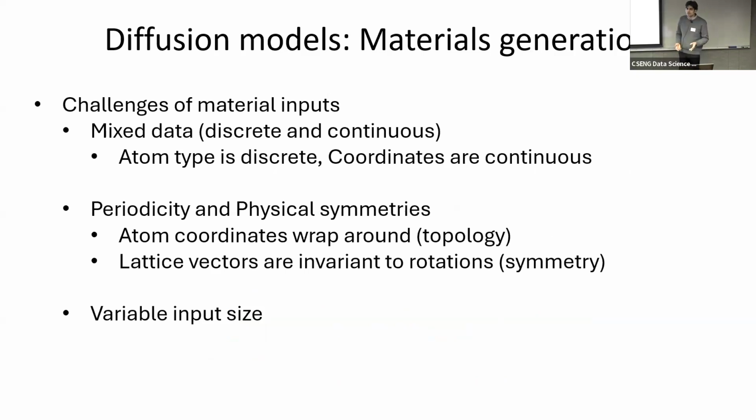And what are the challenges if I want to use standard diffusion here? There are multiple. Materials are mixed data, which means atom types are discrete and coordinates are continuous, right? So standard Gaussian diffusion will not work here. Materials have periodicity, right? Atom coordinates wrap around. So the topology is no longer Euclidean. It's probably a torus, right? Then the lattice vectors are invariant to rotation. So there is symmetry, right? So there is no more simple consideration. And of course, they have variable input size.